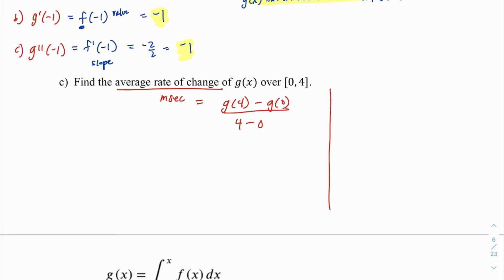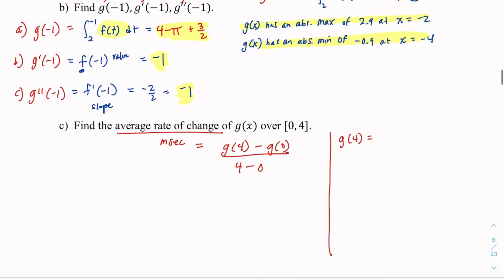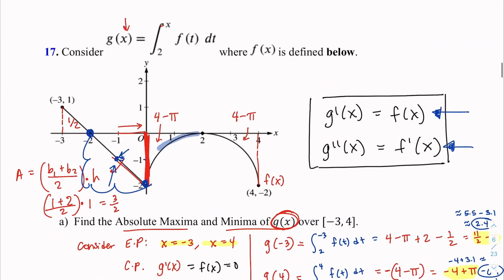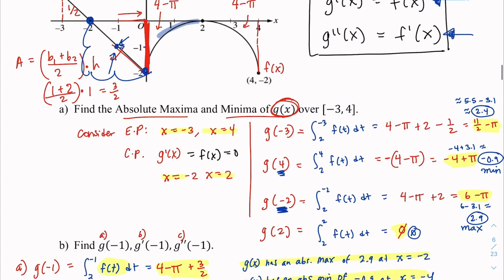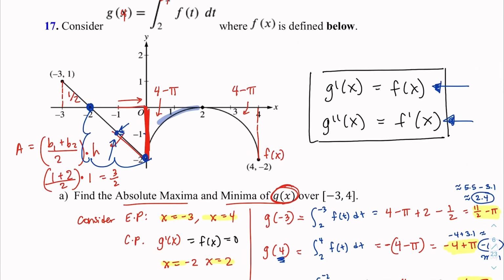Let's do a sidebar and find what g of 4 is. So we know that g of x is defined as the integral from 2 to x. Therefore, g of 4 will be the integral from 2 to 4 of f of t dt. So we're interested in the area under the curve from 2 till 4. From 2 to 4, that's this region right here. The area under the curve is 4 minus pi.